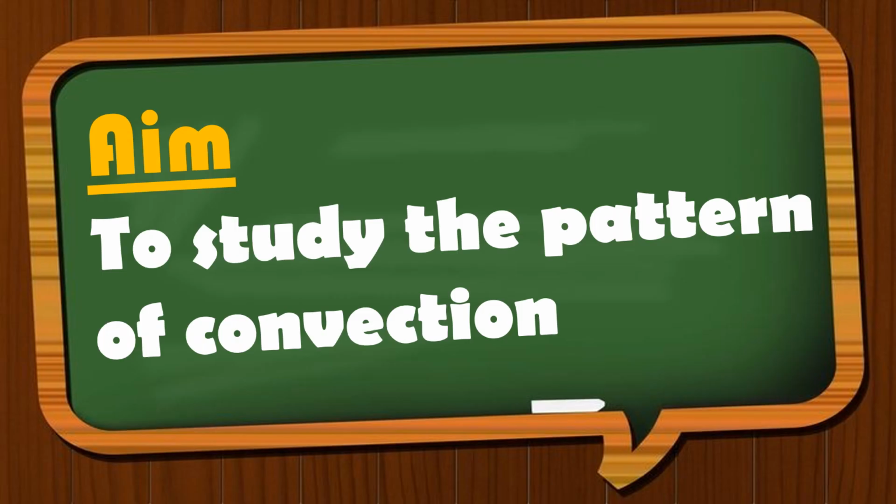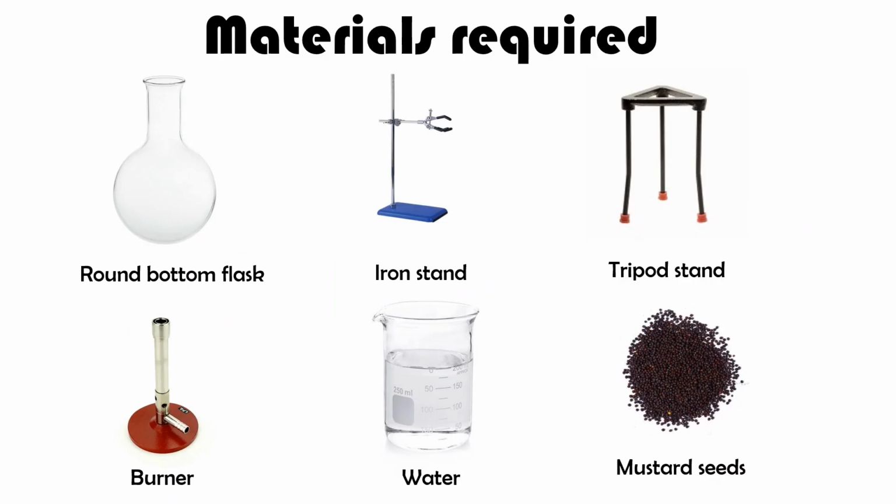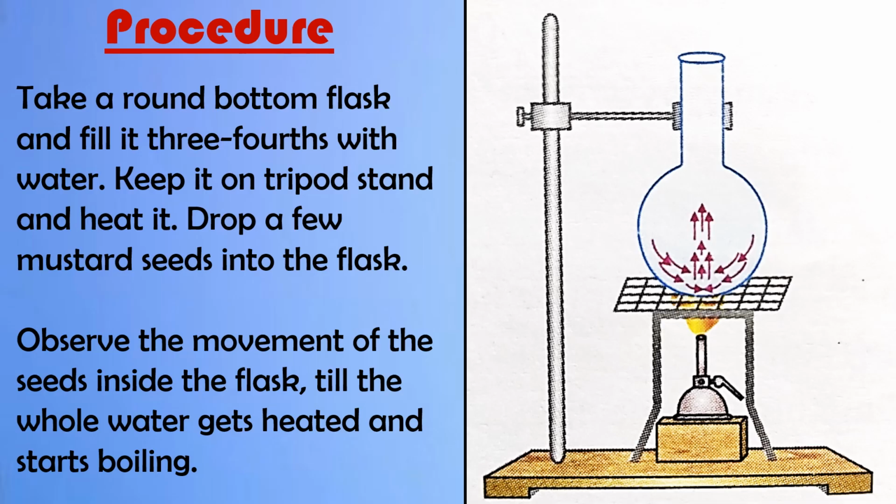Now let's perform an activity to study the pattern of convection. In order to perform the activity, you will require a round bottom flask, an iron stand, a tripod stand, a burner, water, and some mustard seeds. Take a round bottom flask and fill it 3/4 with water. Keep it on a tripod stand and heat it.